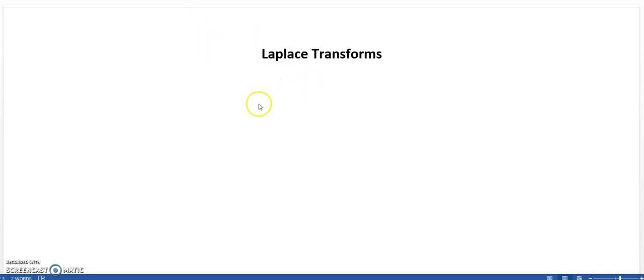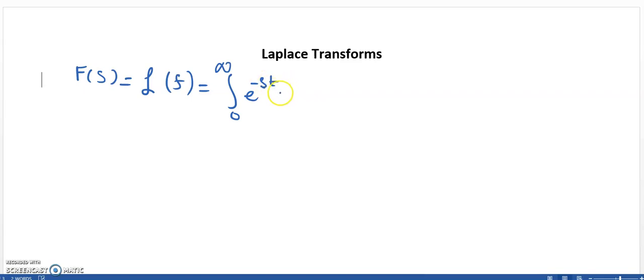Hello, in this tutorial we will derive the basic formulas for Laplace transforms. So what is a Laplace transform? We define the Laplace transform by this equation. F of s is equal to Laplace of f is equal to the integral from 0 to infinity of e power minus st times a function in terms of t, dt.